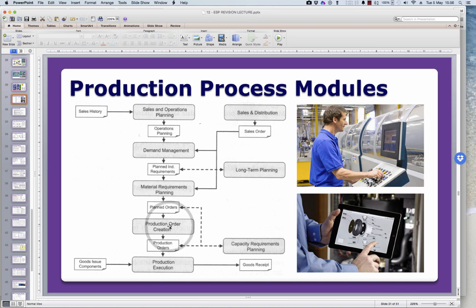You then have production order creation. There will then be production orders, and there will be capacity requirements planning to see if there is finally enough capacity on the shop floor that you can confirm, and then if there is, you have production execution. Everything gets loaded to the shop floor. Goods issue happens, and goods receipt happens at the end of it.